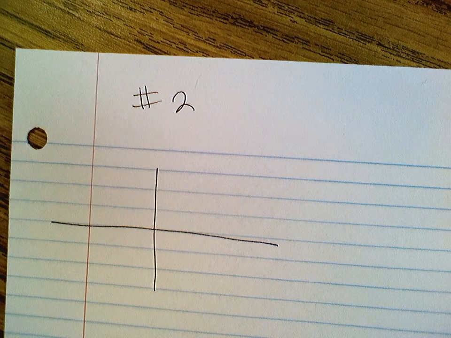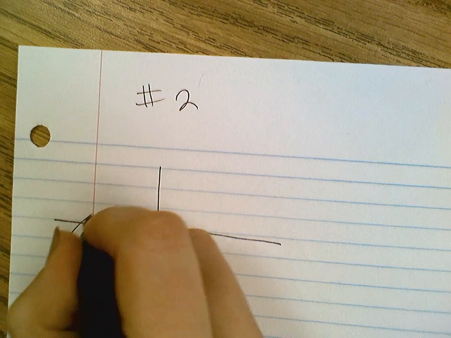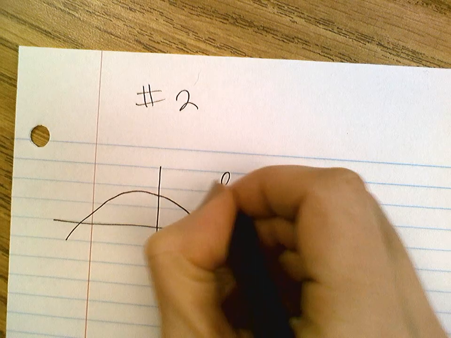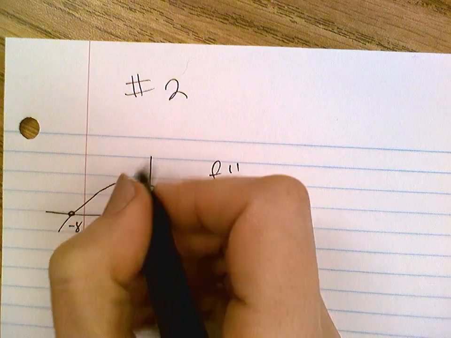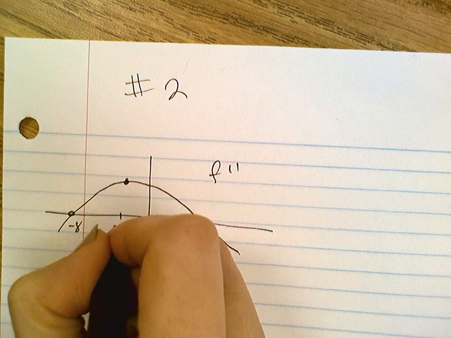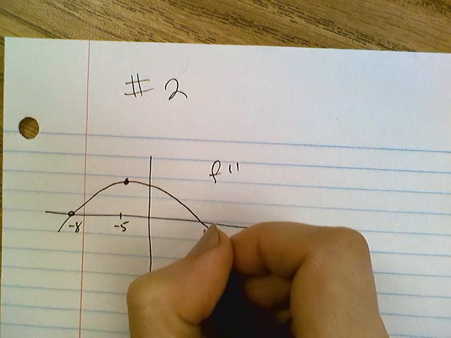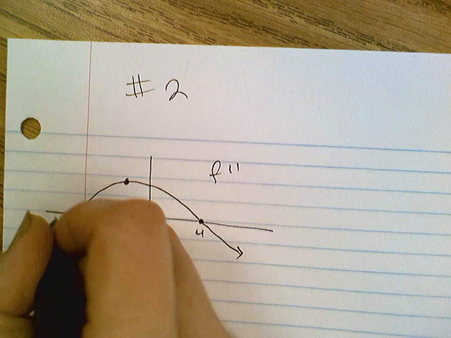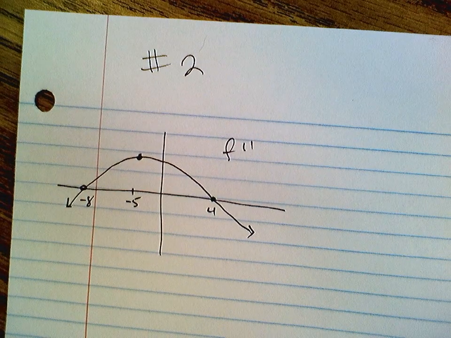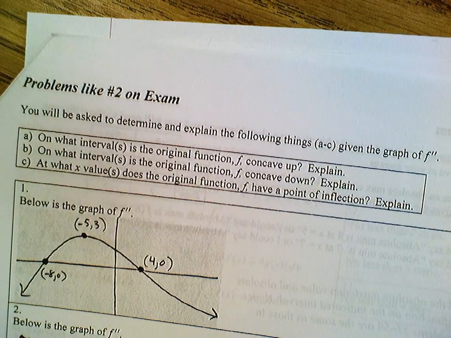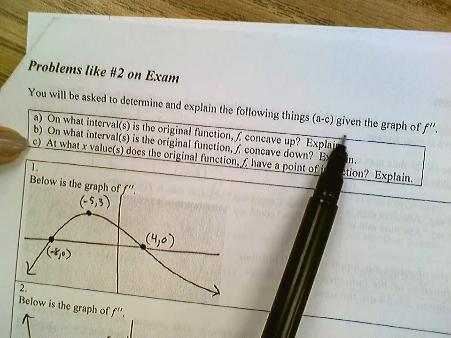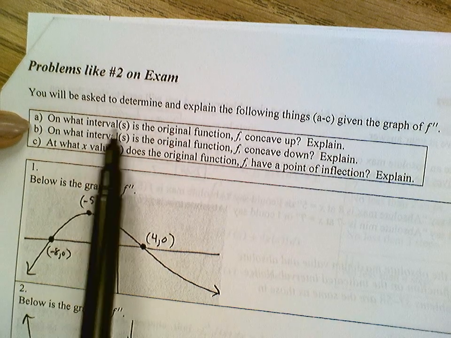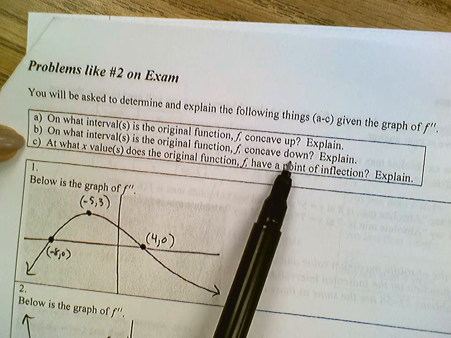All right, so this time this is F double prime, and right here, -8, -5, 4. All right, this is from the packet. I'm doing this one from the packet. So you'll be asked to determine and explain the following things given the graph of F double prime: concave up intervals, concave down intervals, point of inflection, and we're going to explain.